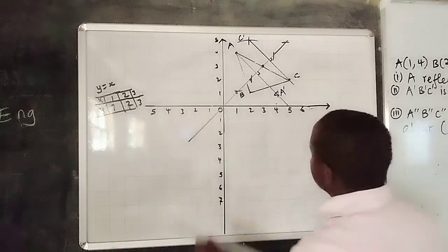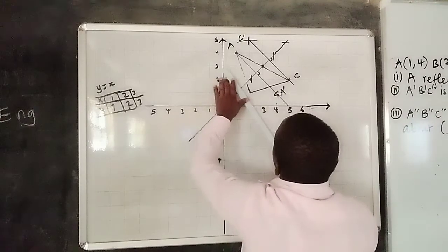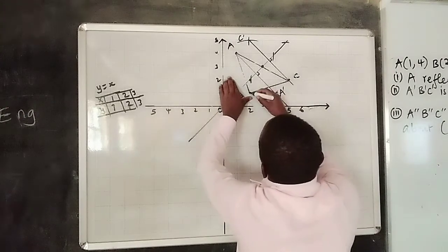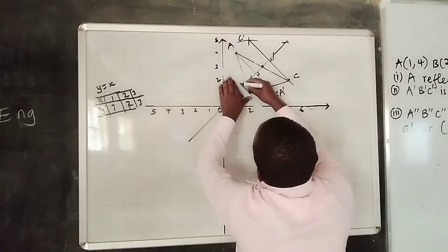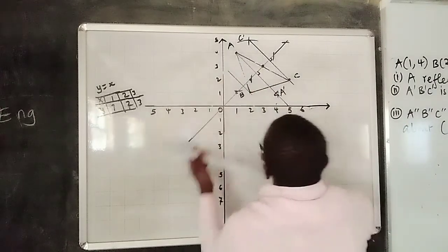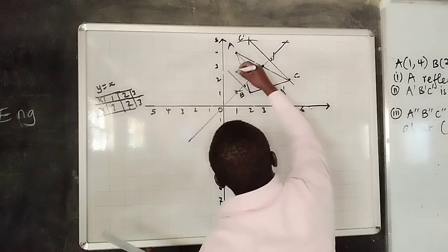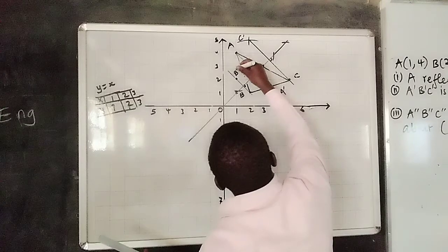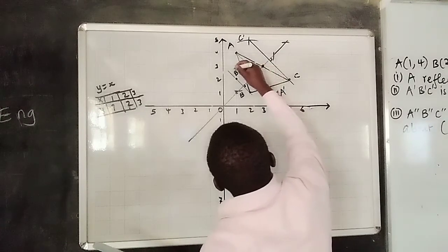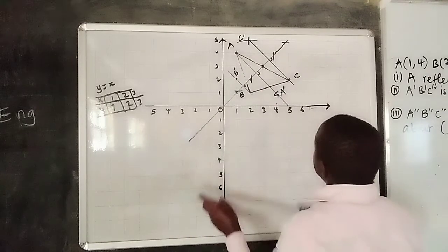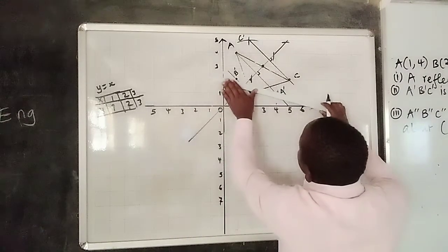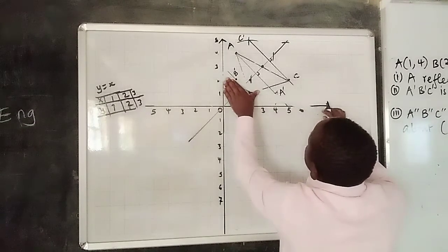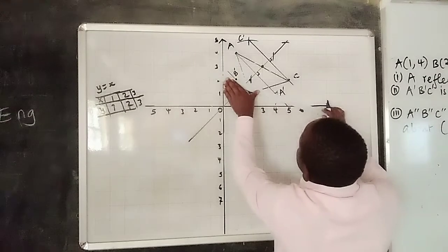Now lastly, we reflect B, and the reflected B will be here. This is a perpendicular line from B to the mirror line, then we proceed an equal distance, and B reflected will be here. Therefore it will be A prime, B prime. We connect them.